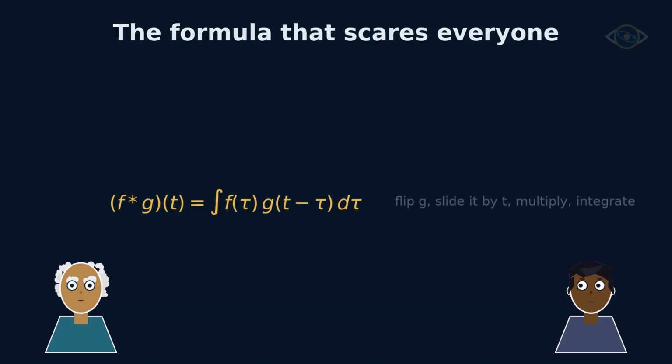Here it is in all its forbidding glory. Don't panic. Every symbol corresponds to one physical move. Flip the second function, slide it, multiply the two, and add up the result. Flip, slide, multiply, add. 4 steps. Let me see them happen instead of just reading them.